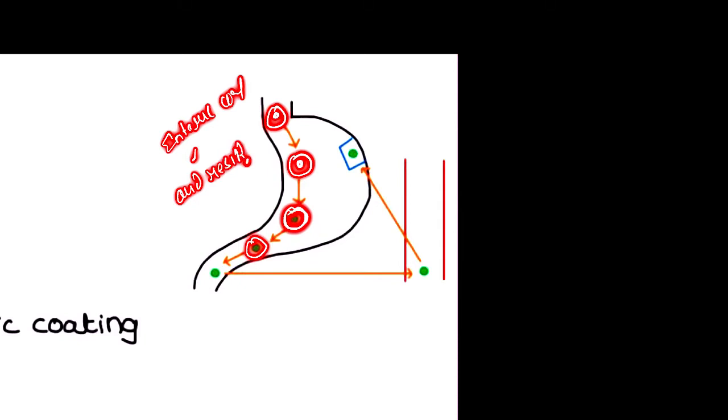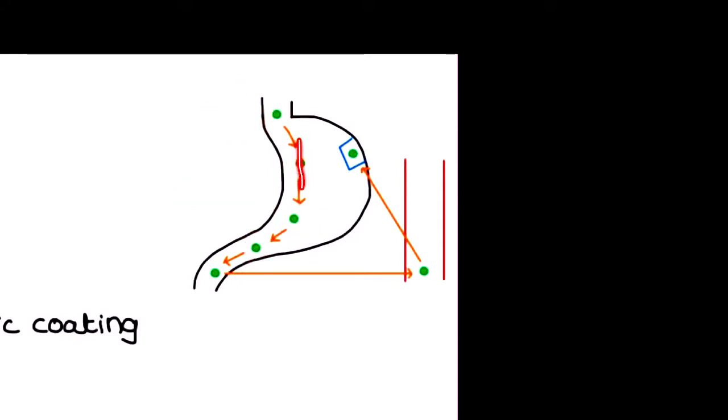Now as they are acid resistant, they will bypass the stomach region, and they will go all the way to the alkaline region, that is our intestine. In the alkaline region the enteric coating will be lost, and then they will be absorbed.